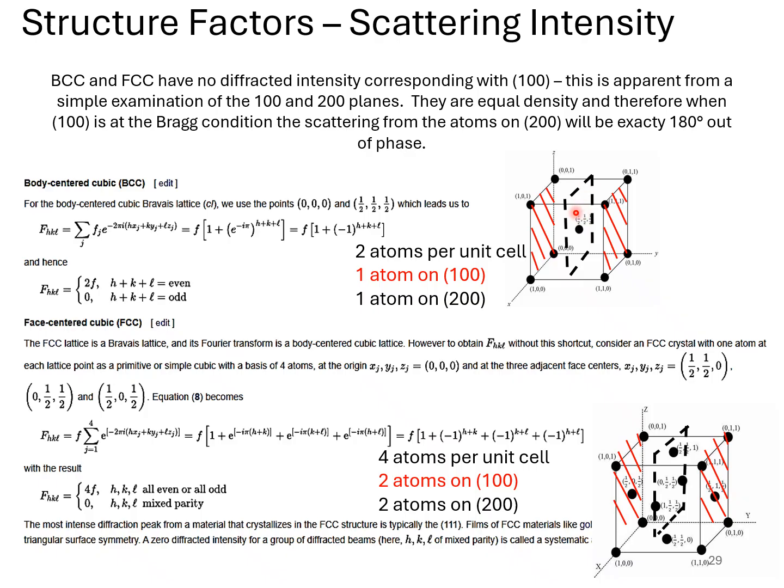Because we have an equal atomic density on the plane which is halfway in between, you get destructive interference, and the condition for this case has a zero structure factor. Likewise for the FCC, the 100 has a zero structure factor. Conversely, what that means is that the 200, which is displaced here, will still have strong diffraction.